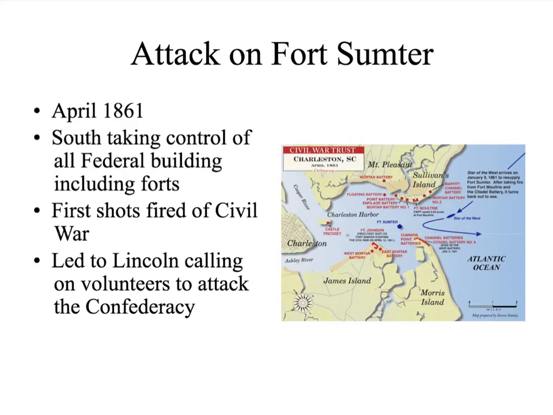One of the areas that they wanted to take, because it leads into Charleston Harbor, as you can see in the blue in the map, is Fort Sumter. So in April of 1861, the South, like I said, was taking control of everything. The attack on Fort Sumter is considered the first shots of the Civil War.